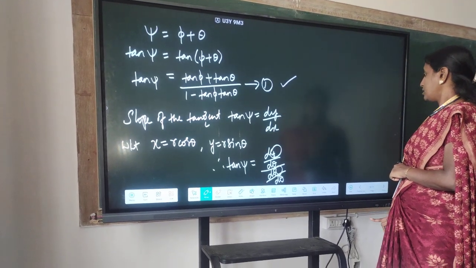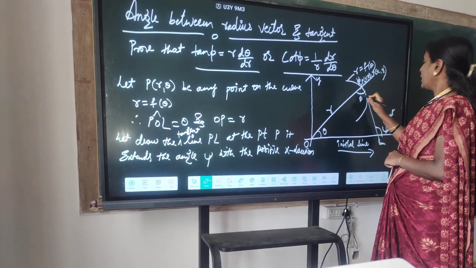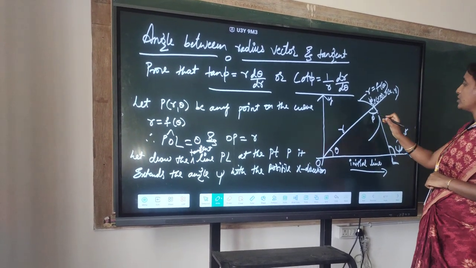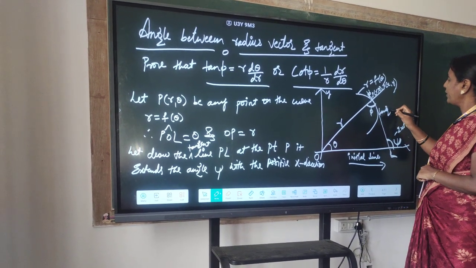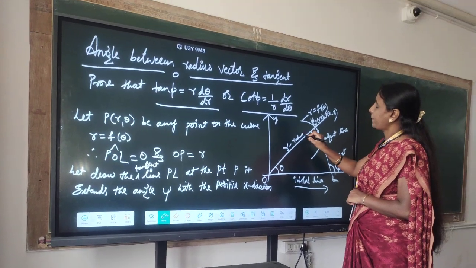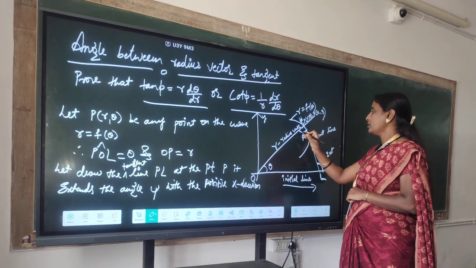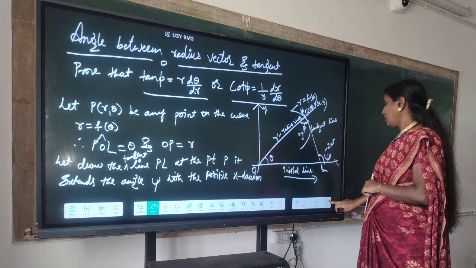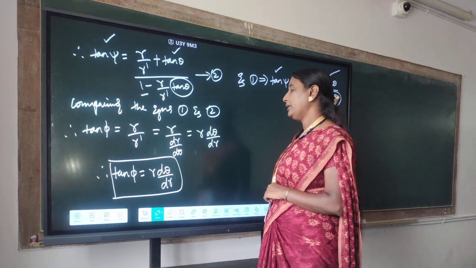In the figure you can see this is the angle, this is tan psi. So we got tan phi. This line is the tangent line, this line is the radius vector, and this is the angle phi. We have to find this only. So finally we got that angle as tan phi equals r into d theta by dr.